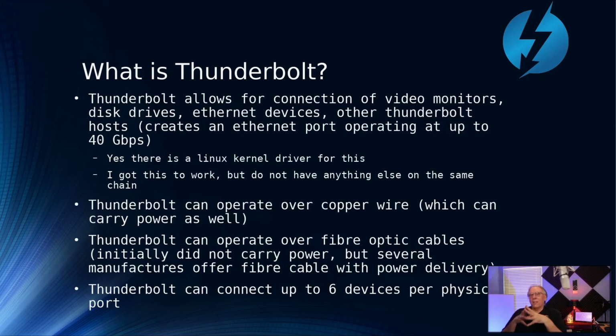So what does Thunderbolt really do? I mean, what is it? Well, we'll talk a little bit about how it works. But first of all, it allows for connection of video monitors, disk drives, Ethernet devices. You can even attach other Thunderbolt hosts. And when you connect another host over the Ethernet, it creates an internalized Ethernet controller. That Ethernet controller can run, depending upon what version of Thunderbolt you have, up to 40 gigabits per second.